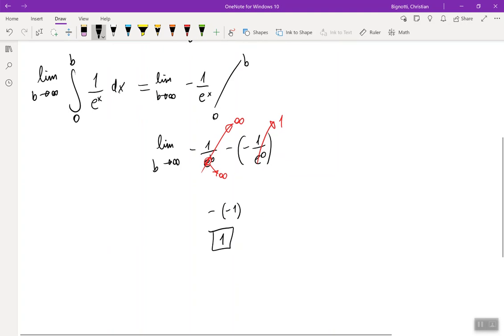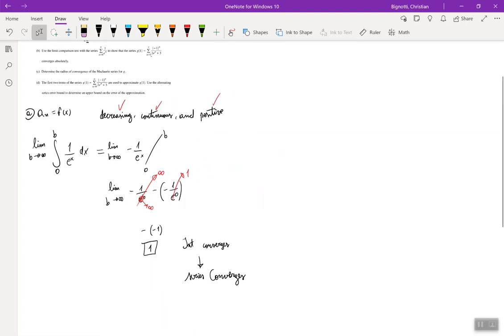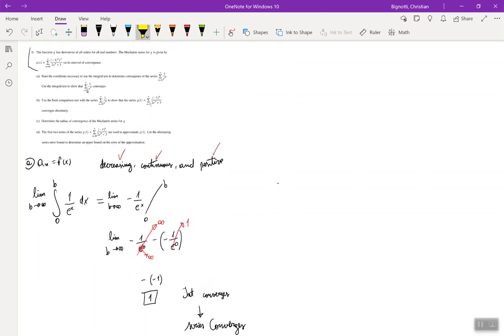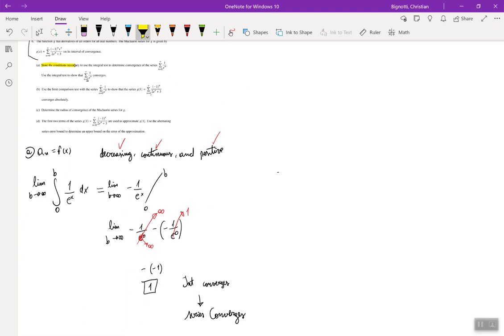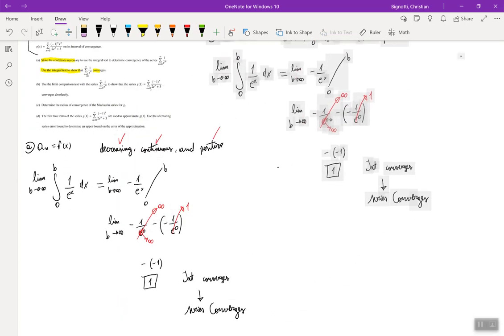And the integral test says if the integral converges, so we'll say integral converges, it means the series also converges. So we just proved its convergence. A little recap here: we stated the conditions necessary, and we used the integral test to show that it converges. We completed A. Moving on to B now.